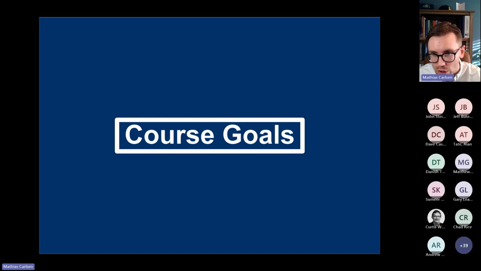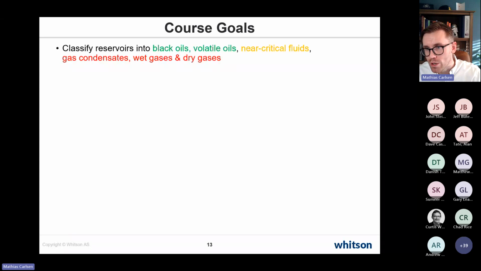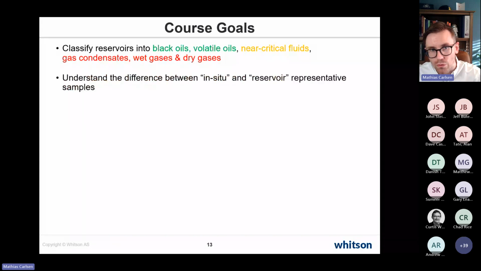Some of the course goals. This is a nice slide for you to check, after the course, whether you actually learned some of these things. The first thing we're going to learn is to classify a reservoir into black oils, volatile oils, near-critical fluids, gas condensate, wet gases, and dry gases. We're going to try to understand the difference between in situ and reservoir representative samples. That's a very important differentiation.